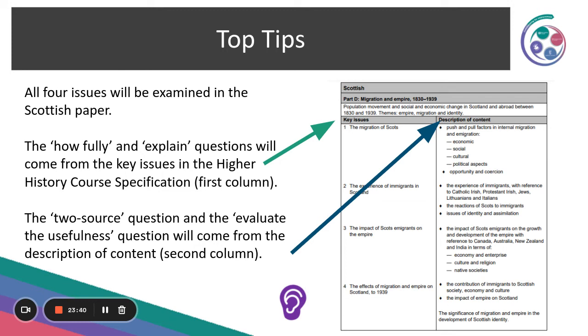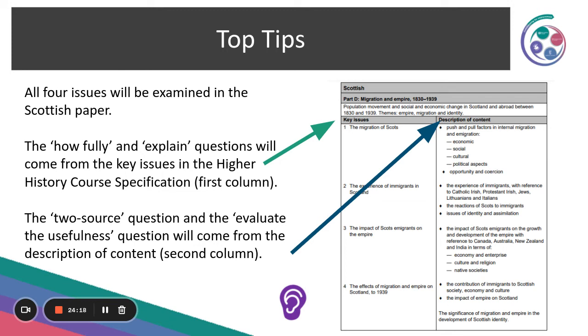They're really broad. Now the to-source question and the evaluate-this question will come from the description of content, which you can see this darker green arrow going to. Basically, these are further broken down, and these are more in-depth points. So you would need to know, for example, maybe about a specific country. Over here you can see issues of identity and assimilation. You might only be asked to talk about Canada in relation to an answer or Australia in relation to an answer. So it's really important that you can do key recall points for each of these.